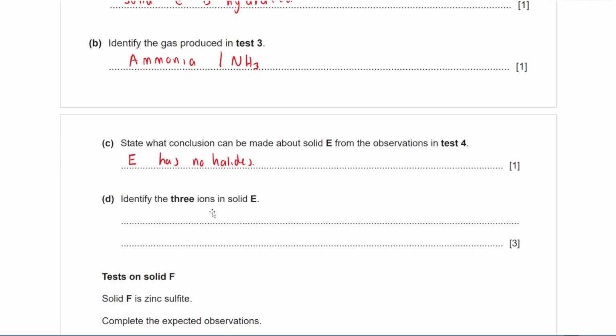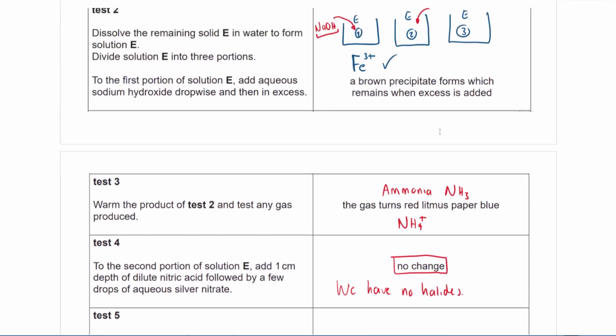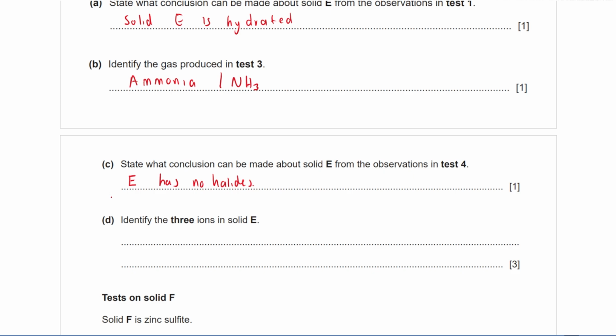Okay, and identify the 3 ions in solid E. Well, we already know that. Iron 3 plus, ammonium, NH4 plus, and the last one was the anion sulfate, SO4 2 minus. Remember, you can also put the names of these, like iron 3, ammonium, and sulfate. Very good. Look, 3 marks for identifying.